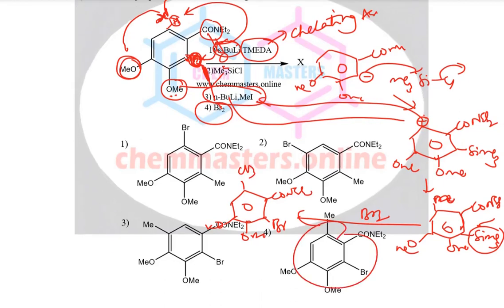Okay, so what is the main concept or deep basics involved in this problem to give the correct answer? Simply the first step, that is, where it should take the acidic proton. That is the point. It is decided by tetramethylethylenediamine. Okay, right.